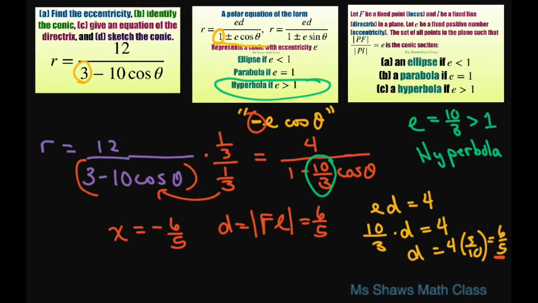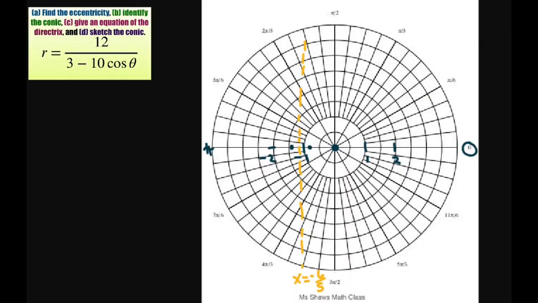Now we have to sketch a graph. This one was actually hard to graph, so I started it a little before we got started here. To get the scale down, I made the scale go 1 to 2, so every 2 I'm going out. The directrix is x equals negative 6/5. Since it's cosine, it's going to open left and right.